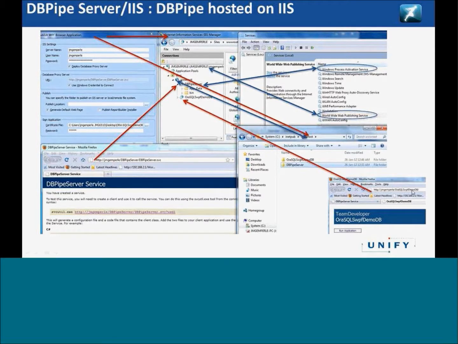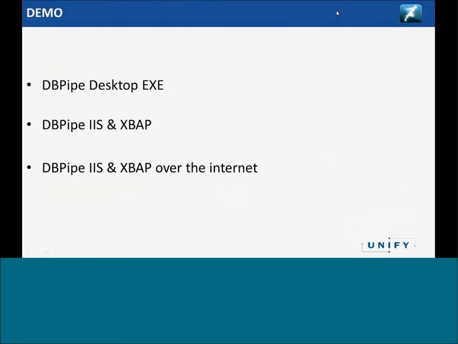Over here, this is a request of an XBAP application that is deployed, or published, over there, and of course, it's going to use DBPipe server if everything is configured. As I say, the idea is very simple. The configuration might confuse people, right?